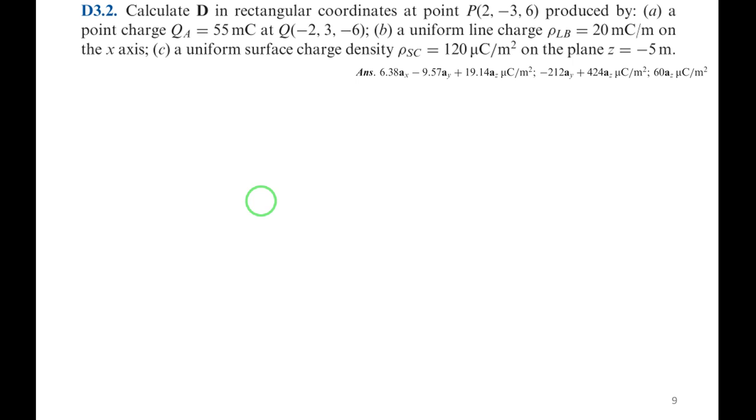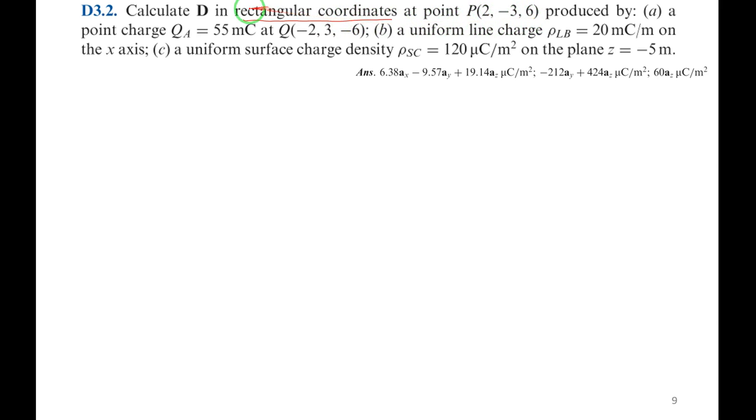Okay, next we'll move to the next problem. This is the last problem of today's class. Calculate the electric flux density D in rectangular coordinates. Here they have asked in rectangular coordinates, which means it should be in terms of ax, ay, az only, not in other coordinates, at point P of 2, minus 3, 6.